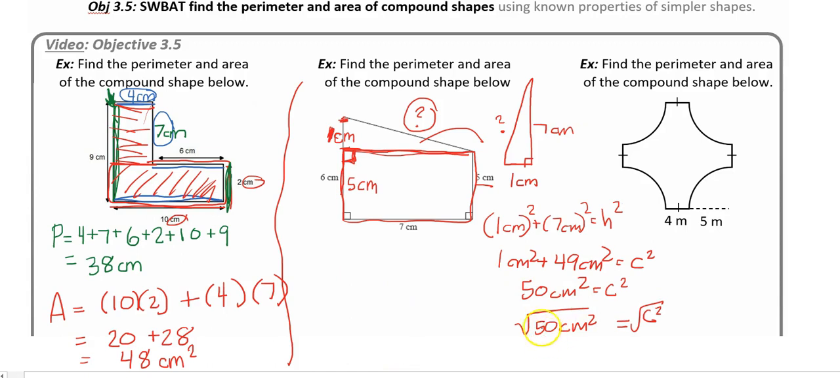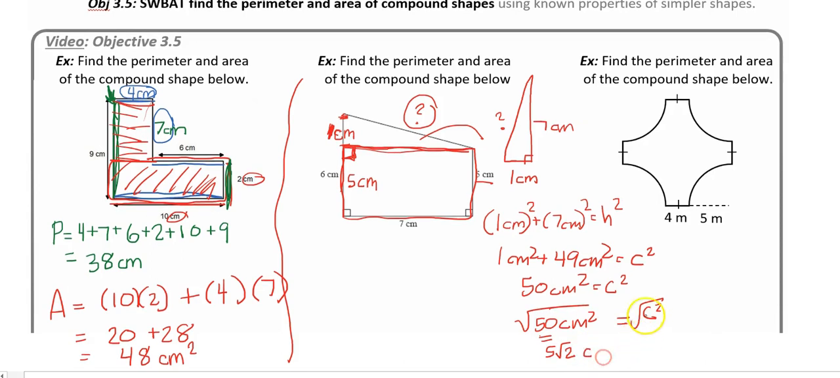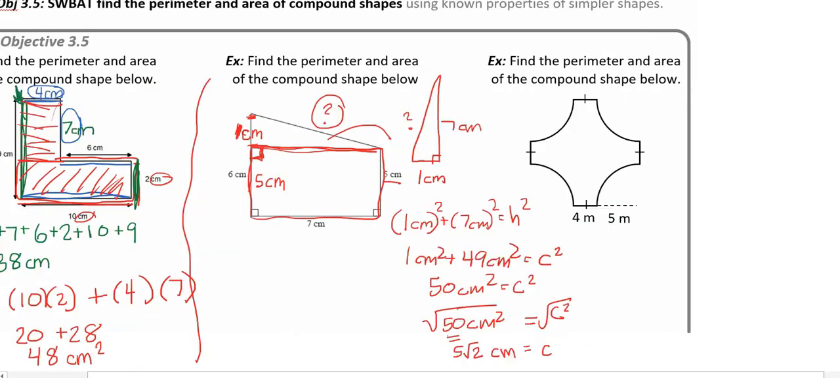And the square root of 50 can be simplified. 50 can be thought of as 25 times 2. The square root of 25 is 5, so it becomes 5 square roots of 2. And when you take the square root of centimeters squared, you get centimeters. And over on this side I have c. So I've now found this dimension here.